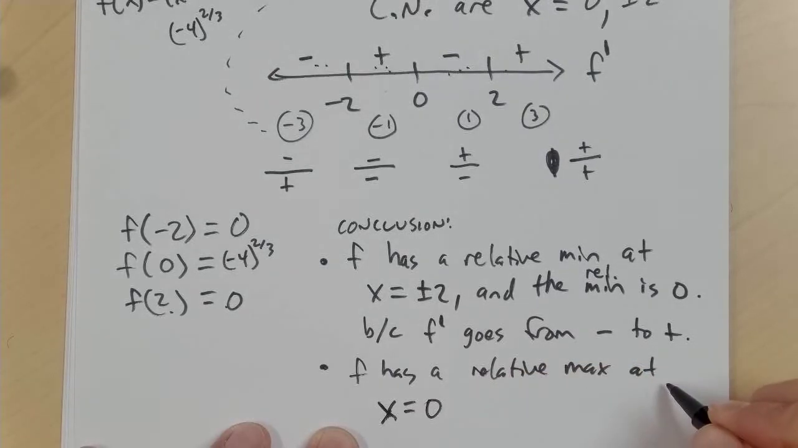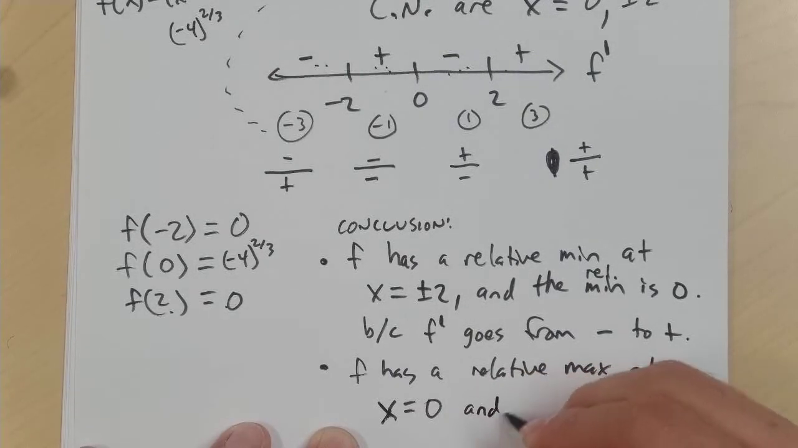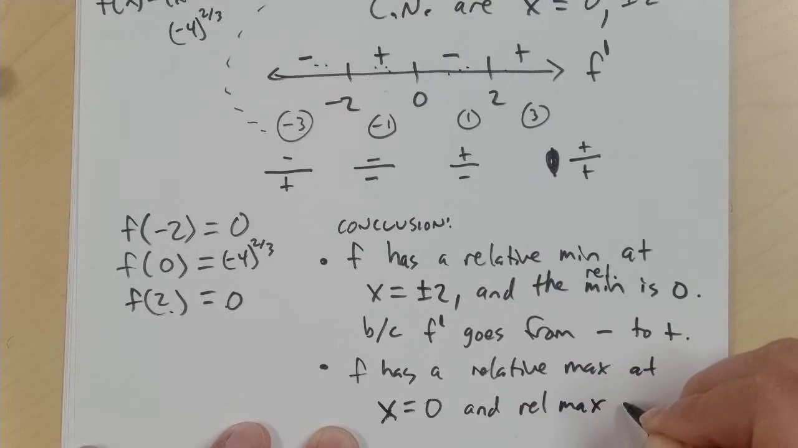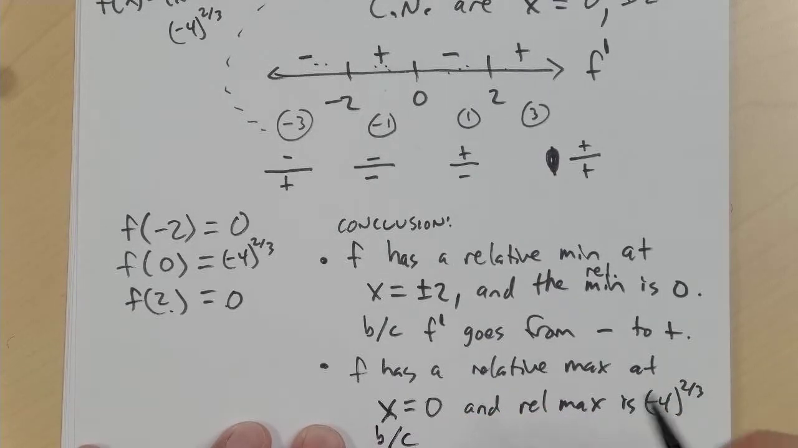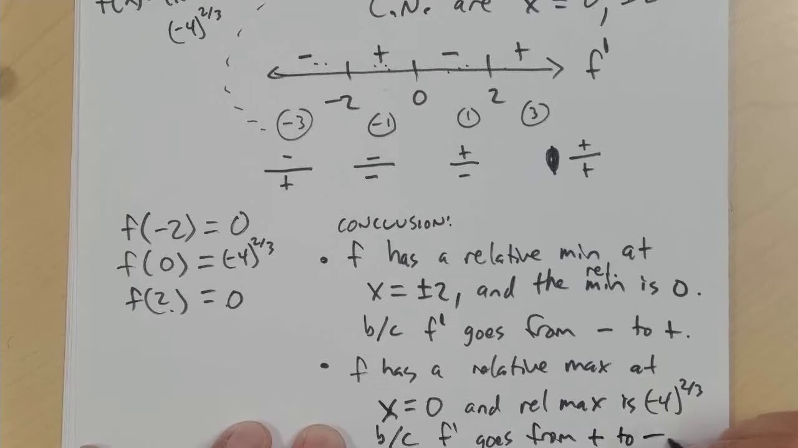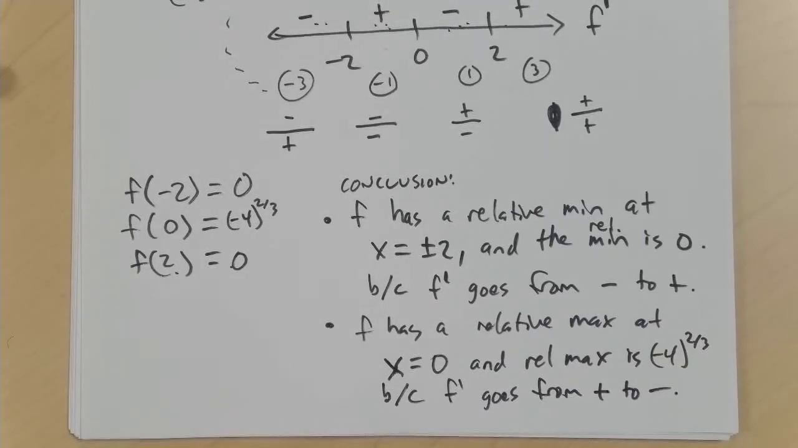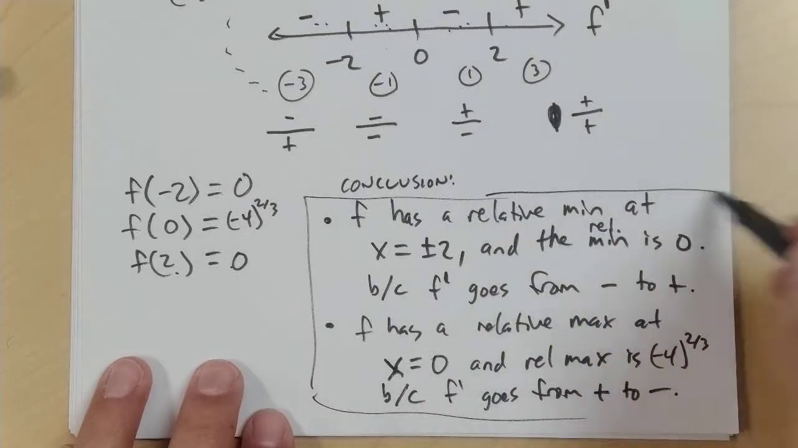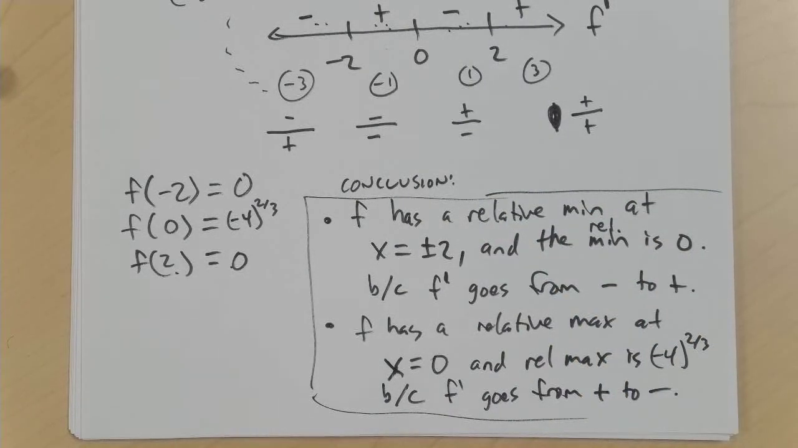Okay, so the relative max is located at x equals 0, and the relative max is, according to this, -4 to the 2/3. And this is because f prime goes from positive to negative. Okay? So this is all stuff that, if this was a free response question and they want you to locate relative extrema, when they say justify, this is what they mean. Okay?